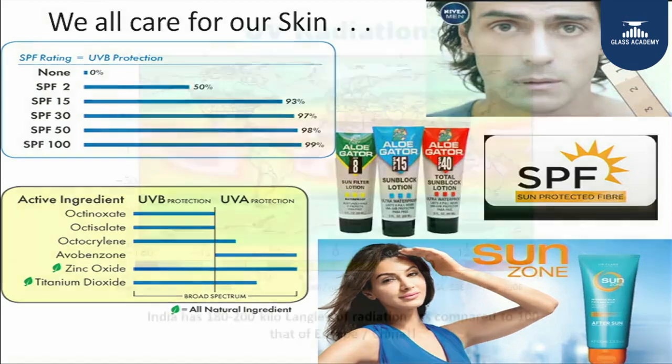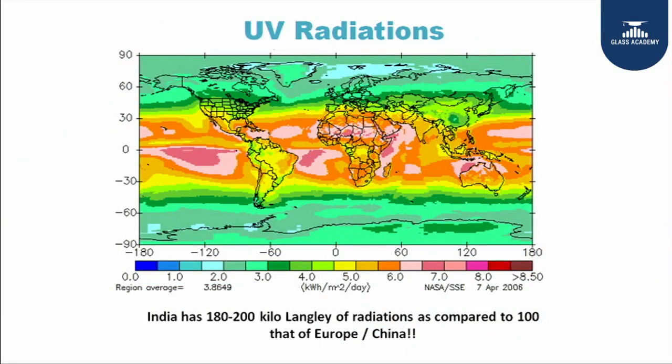And by doing so, you are able to prevent the high UV radiation which you can see in this global map. If you look at the UV radiation in India versus Europe or China, the green area, India would be double that of Europe or China. Therefore, the formulation has to be one which can sustain those types of UV radiation.